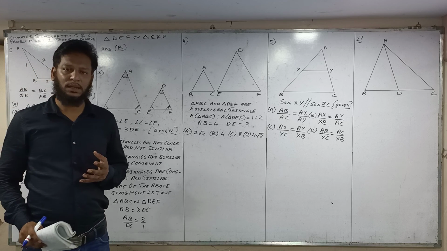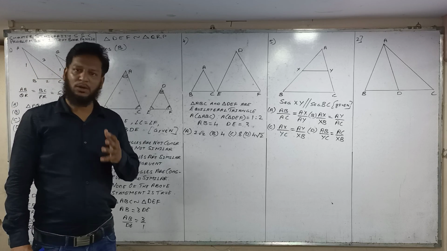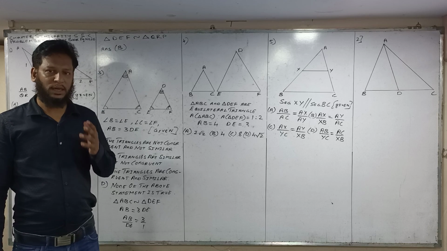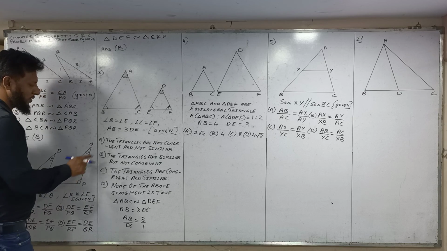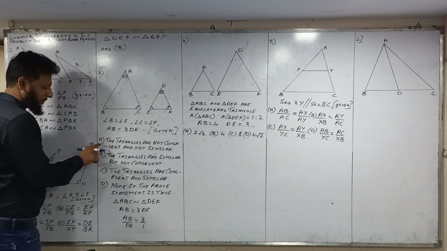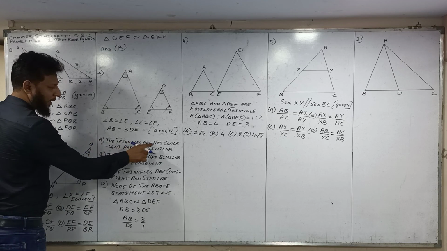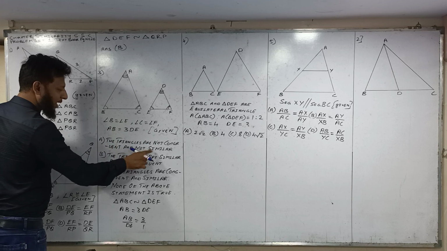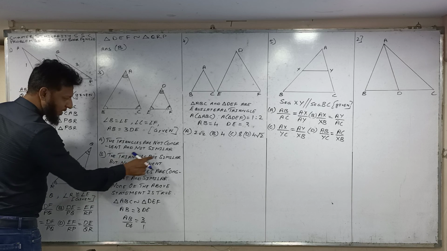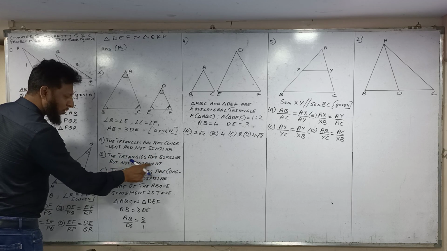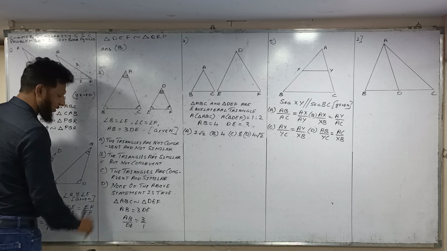So the corresponding sides have different values, that means the triangles are not congruent. So what is our answer? The triangles are similar because two angles are congruent, but the triangles are not congruent. So we'll see in the statements. This is a false statement: triangles are not congruent and not similar. This is a wrong statement. Triangles are similar but not congruent. This is our answer.